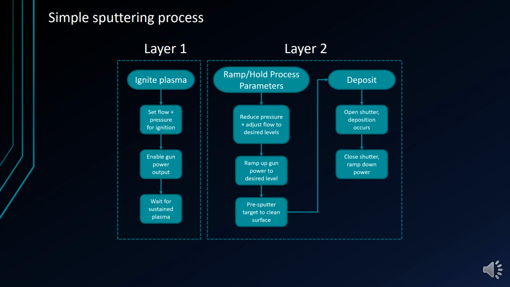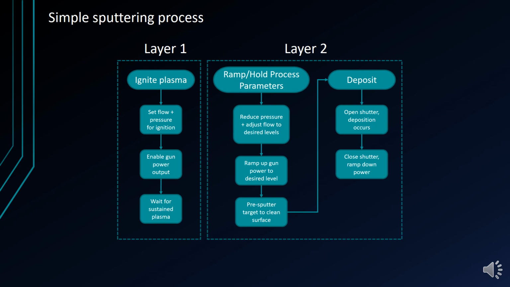on the gun. If you are striking plasma on a dielectric, a hard or brittle material, or a target bonded to a copper backing plate, it is wise to strike at 20 watts or less. Then enable power output to the gun and wait a few seconds for the plasma to stabilize. In the second layer, you will reduce the pressure and flow to what you will use during process, then gradually ramp the power to the desired value.